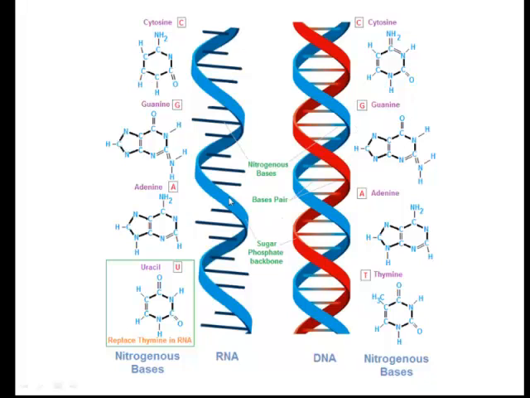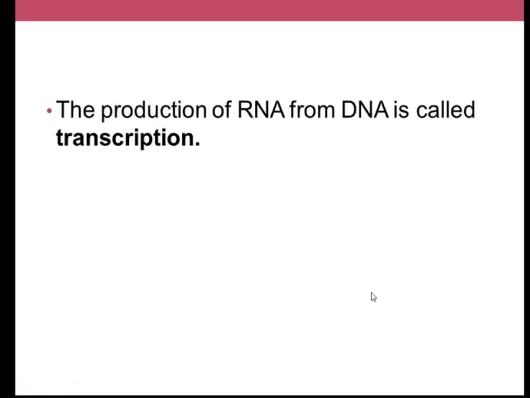Here you can see the structure of RNA, and this is DNA. This is a single strand, single helical structure, and here it is a double helical structure. The sugar is not clear here, but the bases are clear. Here you can see uracil in RNA, and for DNA you can see thymine. The production of RNA from DNA is called transcription.